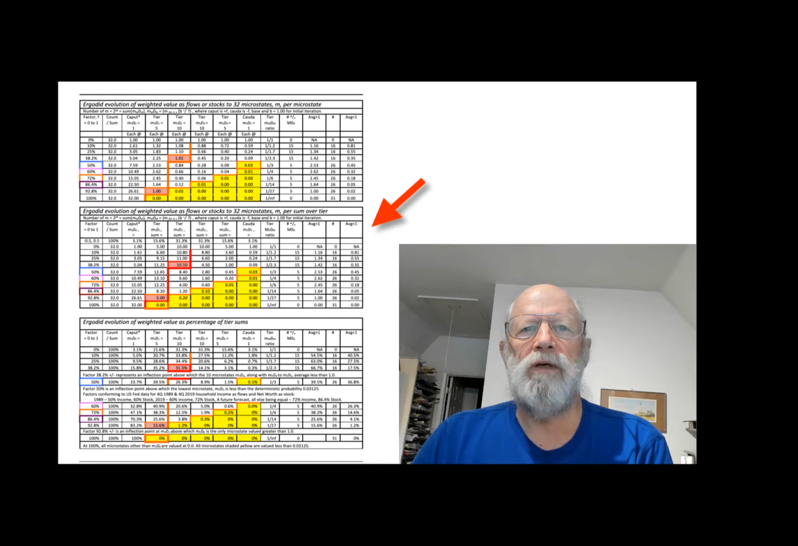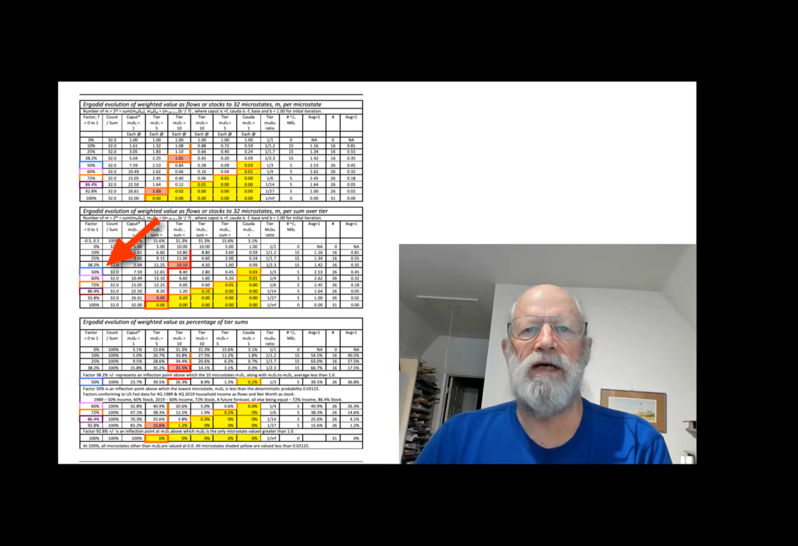The middle table gives the same data, but the microstate values summed in each tier as shown. The bottom table gives the same sum data valued for each tier as a percentage of each weighted macrostate. The yellow cells indicate a sustainability deficit or threshold.